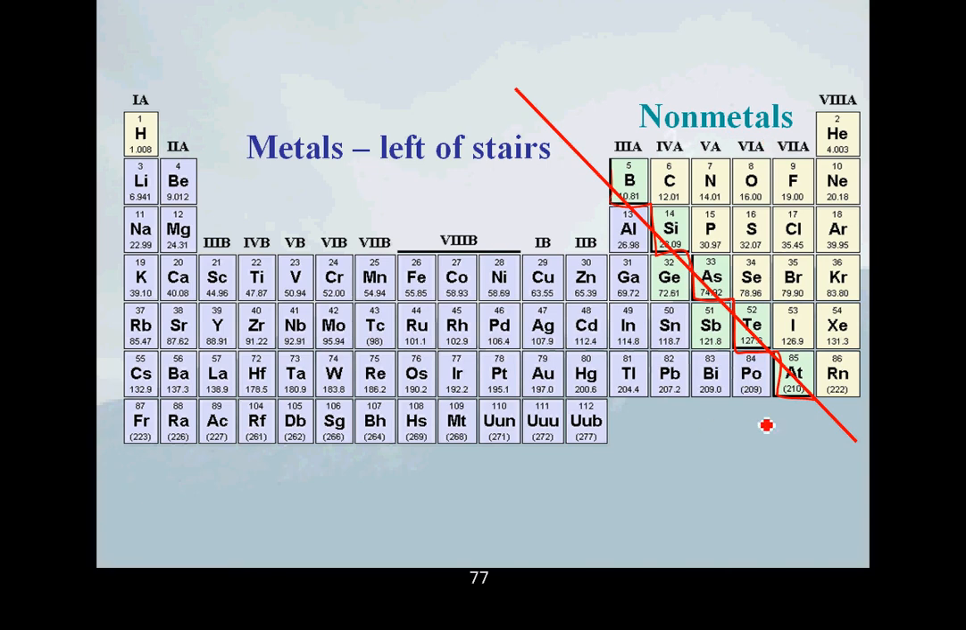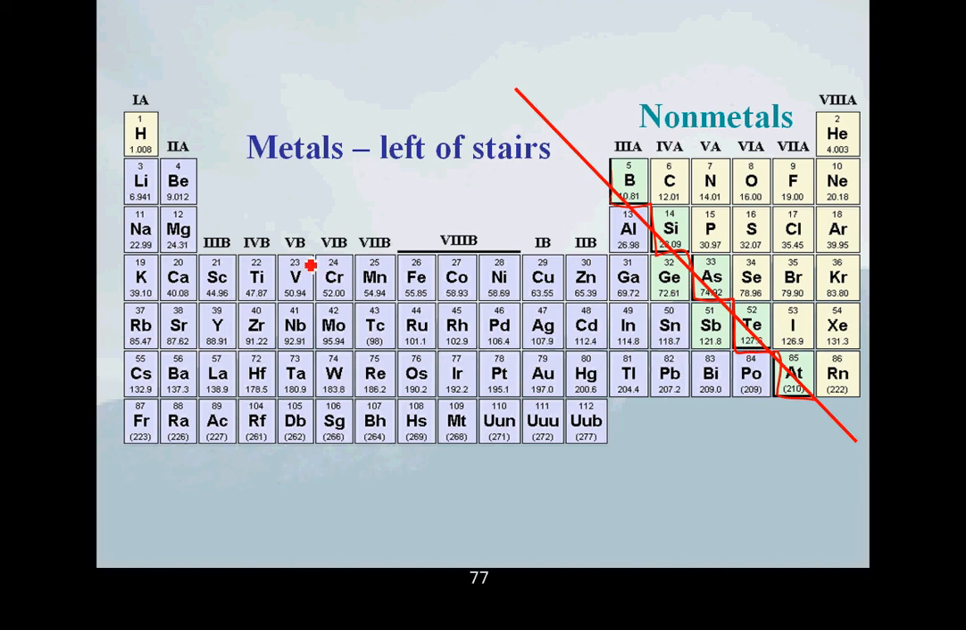These elements on this picture, as you can see, the elements that are near the stair step are sometimes referred to as metalloids, which is sort of a confusing concept, I know, and so I'm going to avoid it and just simplify the world for you: you're either a metal or you're a non-metal. You're either to the left of the stair step, you're a metal. If you're to the right of the stair step, you're a non-metal.